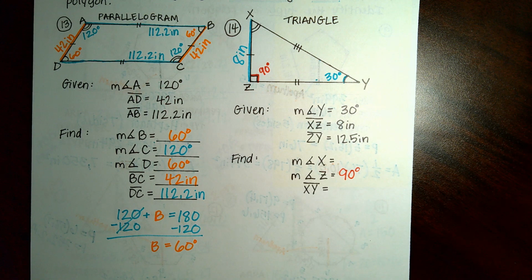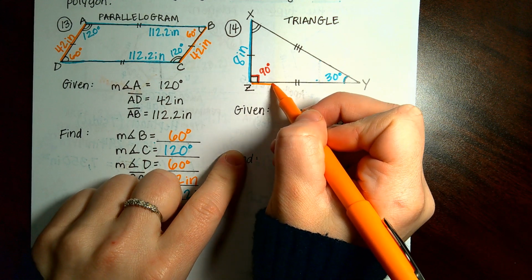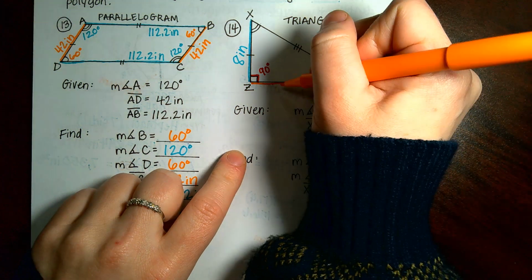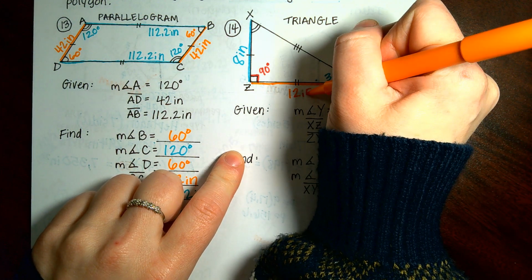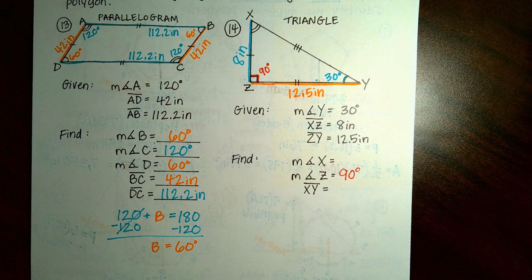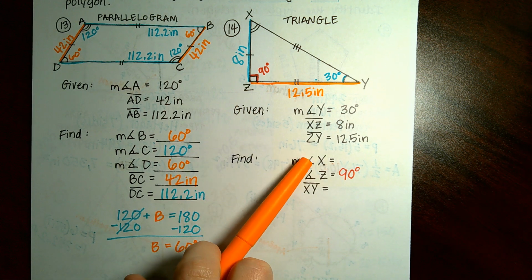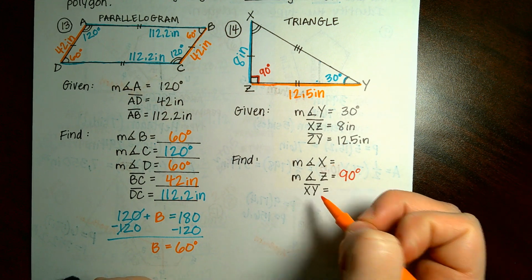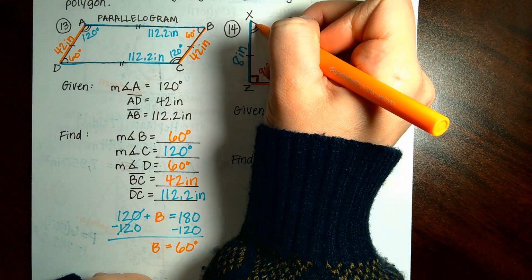From Z to Y, we have 12.5 inches. So we just really need to find the measure of the angle X and the length of X to Y.